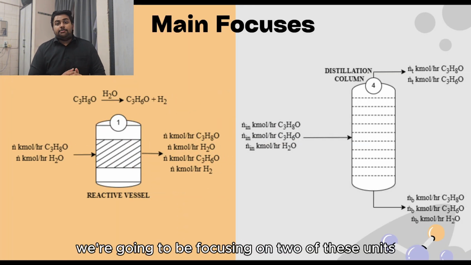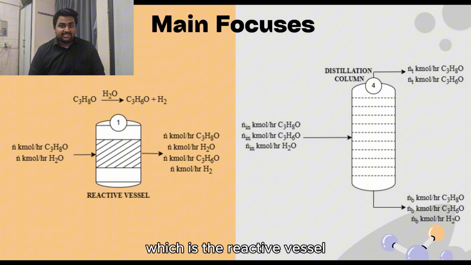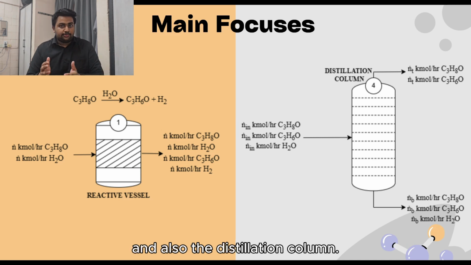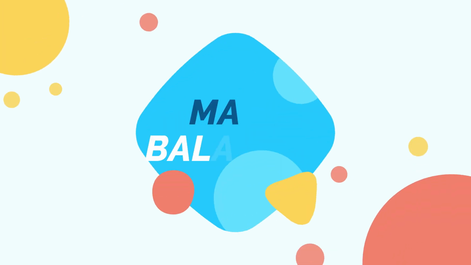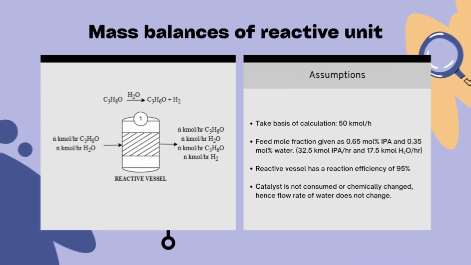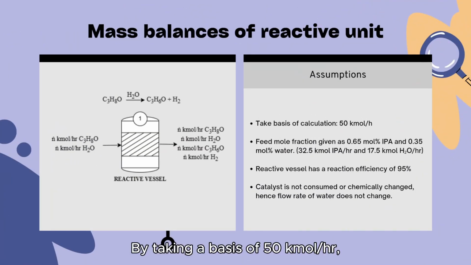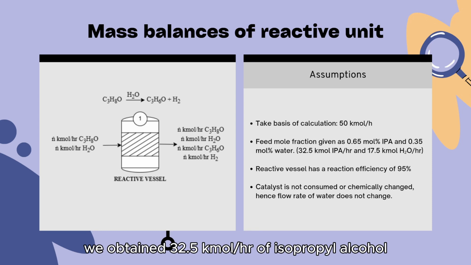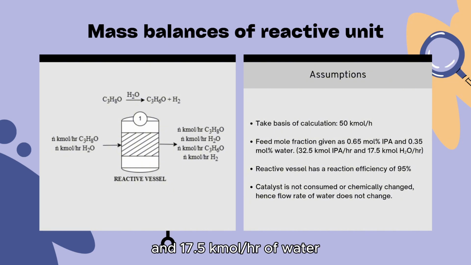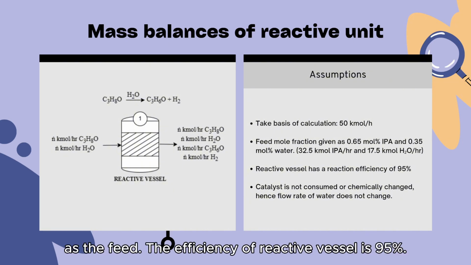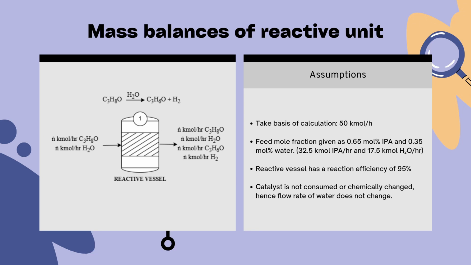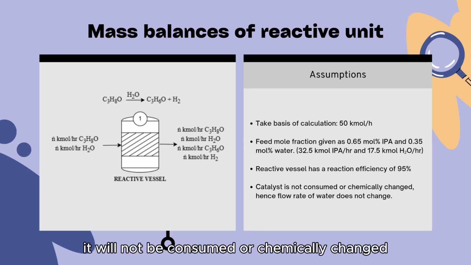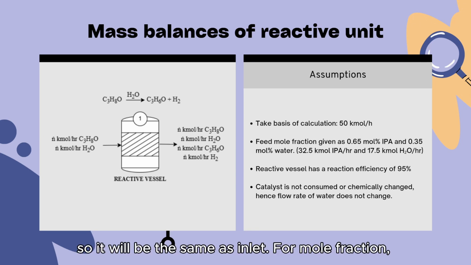In this video, we are going to be focusing on 2 of these units, which are the reactive vessel and also the distillation column. By taking a basis of 50 kmol per hour, we obtain that 32.5 kmol per hour of isopropyl alcohol and 70.5 kmol per hour of water is the feed. The efficiency of the reactive vessel is 95%. Water is a catalyst, so it is not consumed or chemically changed, and it will be the same as the inlet.